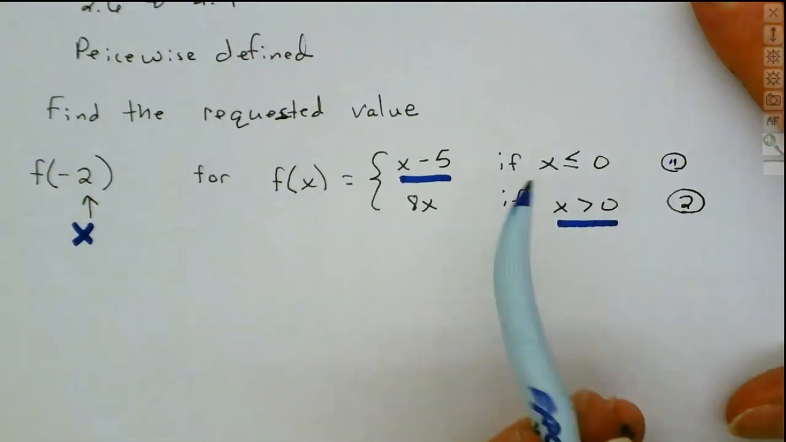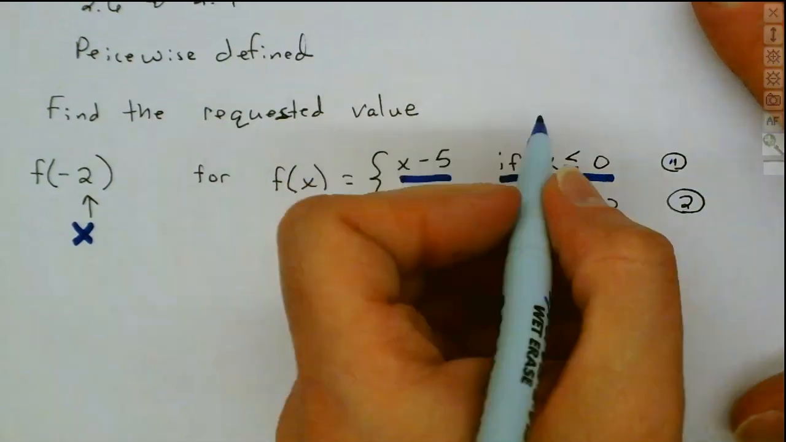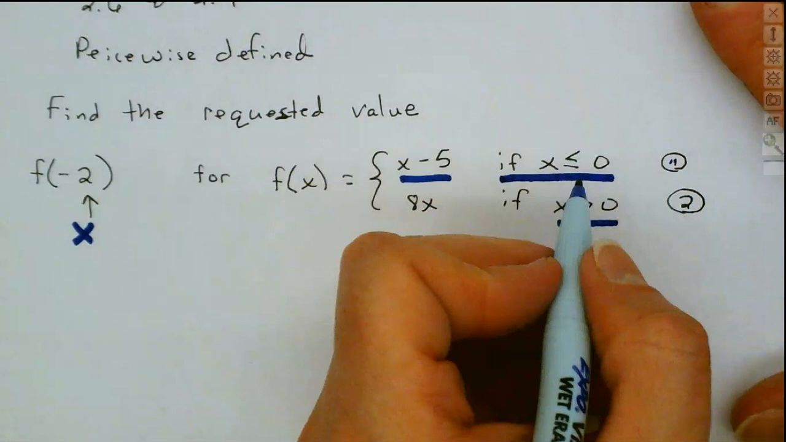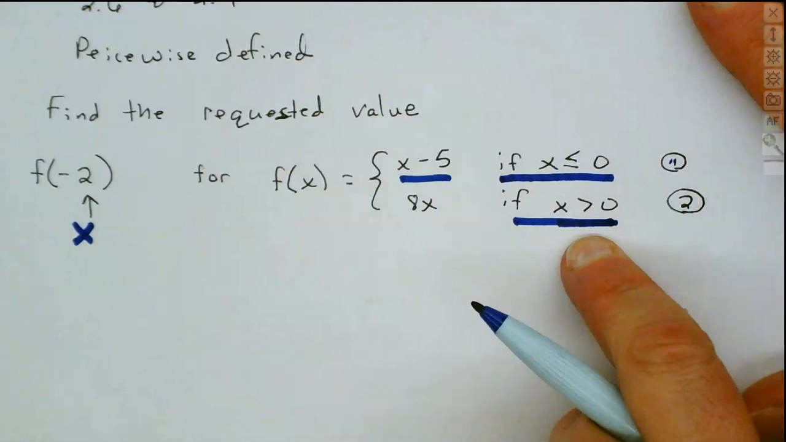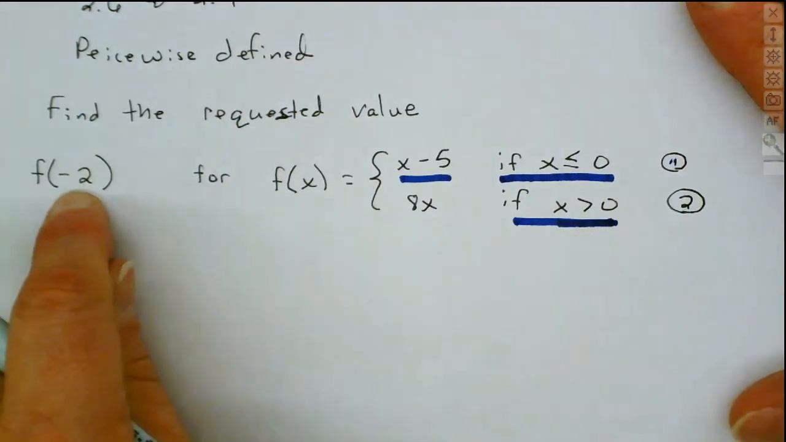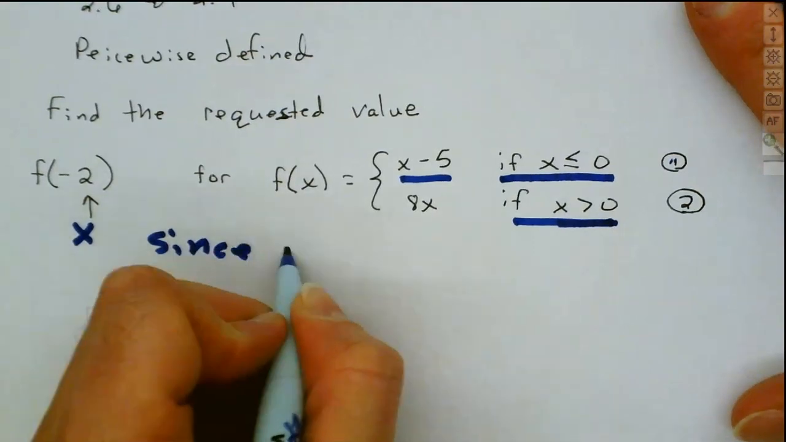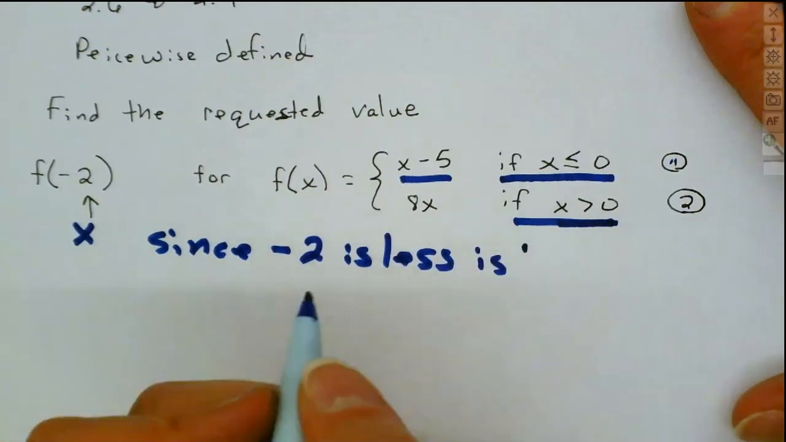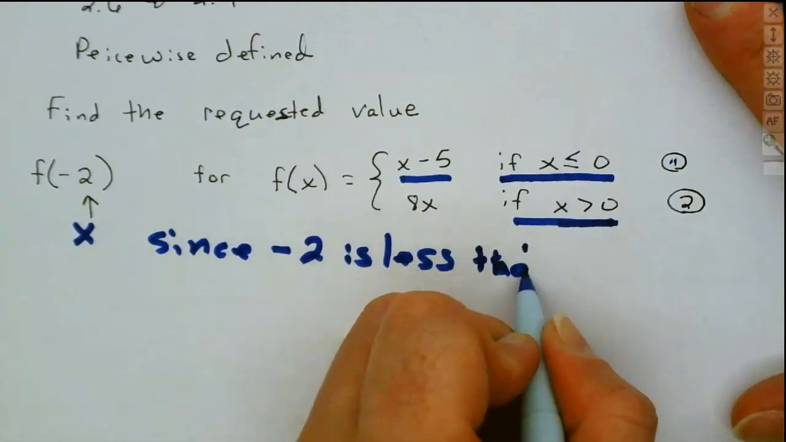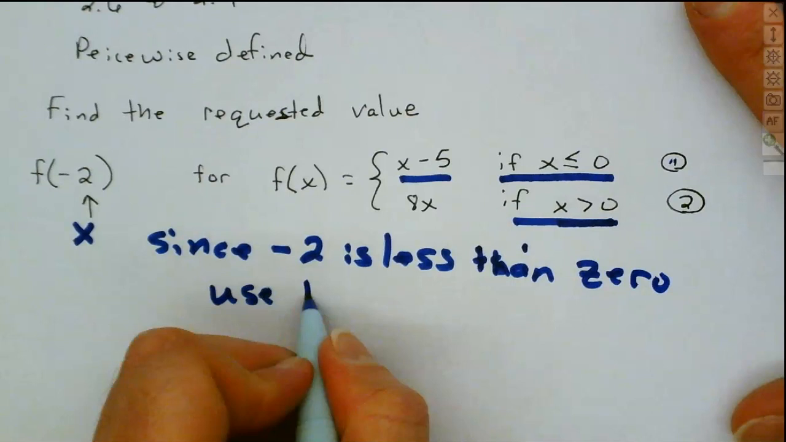Let's make sure we know. What does this one say? Row 1 says if x is what? Less than 0. Less than or equal to 0. This one is for numbers that are bigger than 0. Now, what about my -2? Where's -2 at? -2 is less than 0. So since -2 is less than 0, you're going to use level 1.